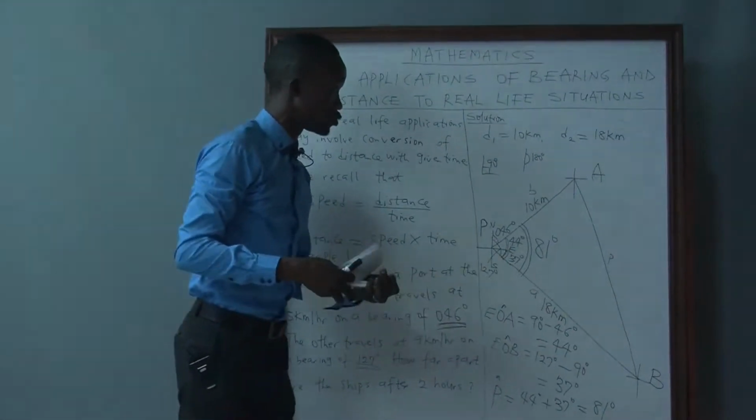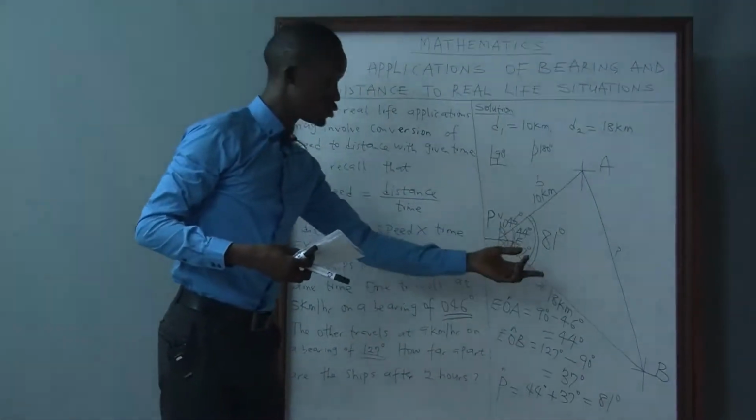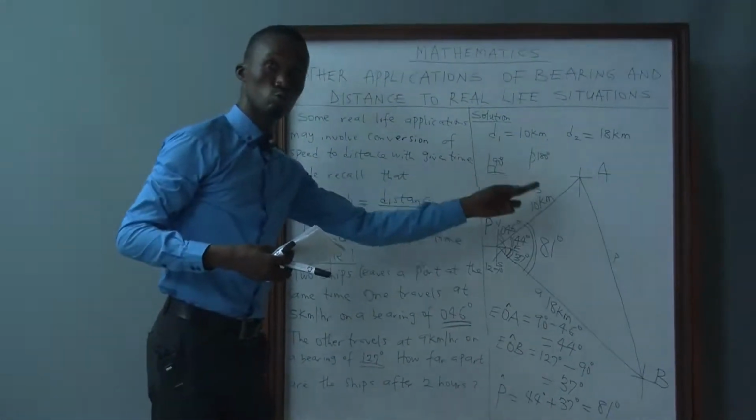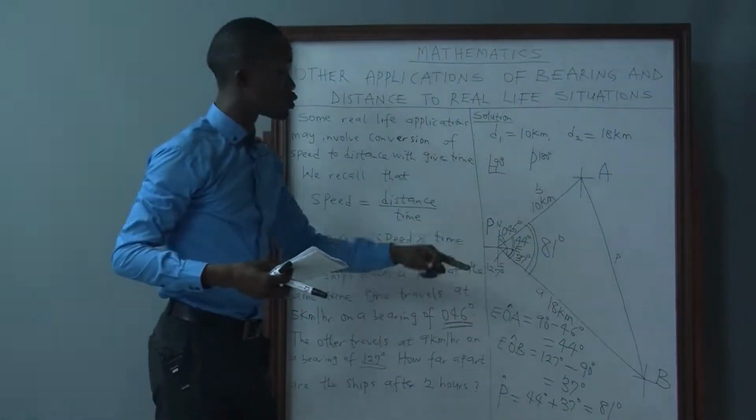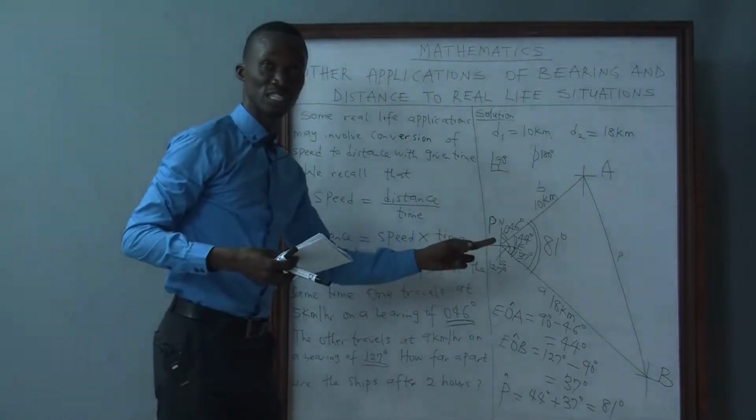When can we use sine rule? When can we use cosine rule? We use sine rule when we have two angles and any side, and also when we have two sides and the angle facing one of them.